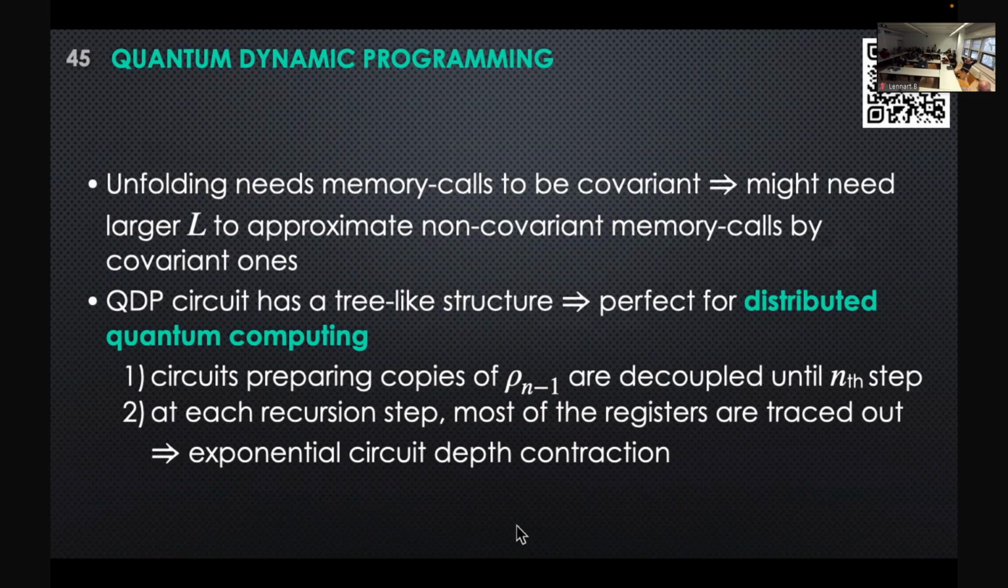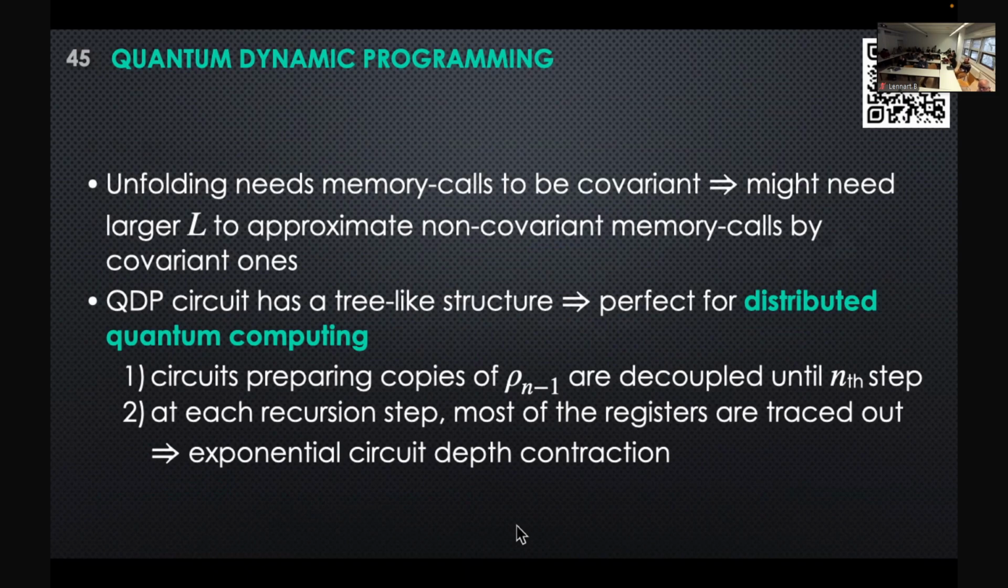So that can be another beneficial point for distributed quantum computing scenarios. Also, unfolding assumes that memory calls are in the form of covariant memory calls, so basically exponential of i rho. But there might be quantum recursions whose memory calls are in a more complicated form. And in those cases, you need to approximate those complicated things with this simple one.